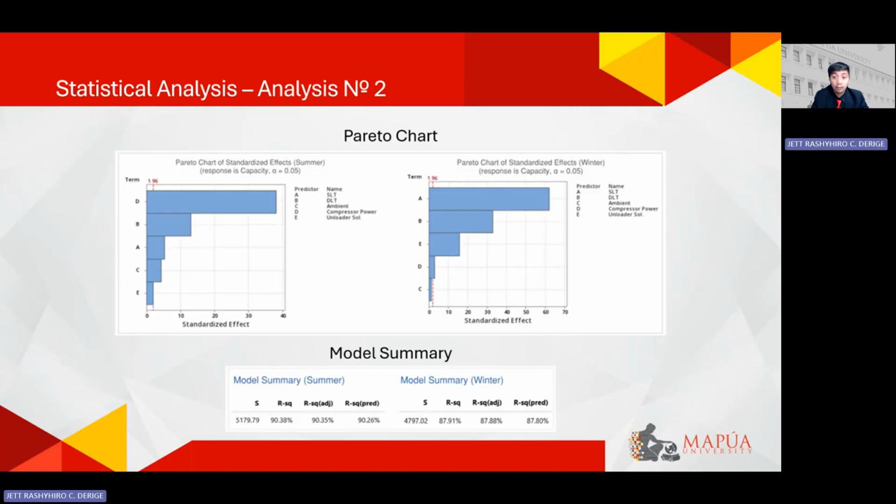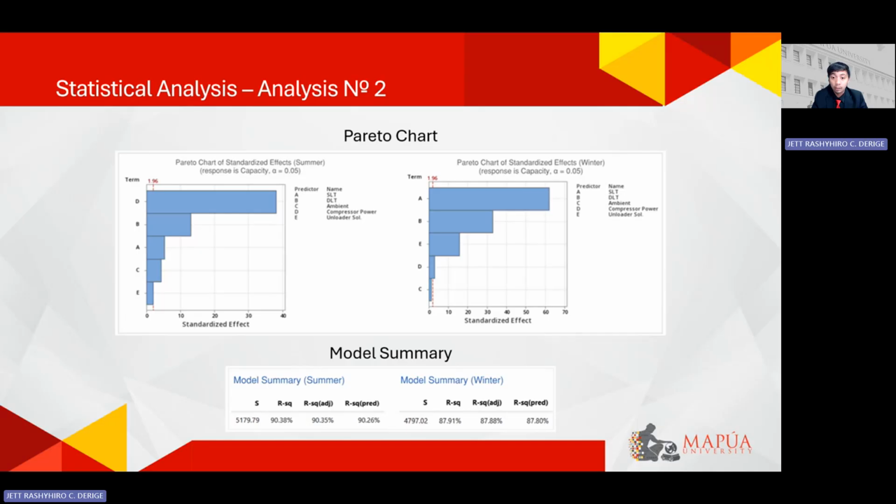And for the Pareto chart, as you can see, for summer, compressor power is the most significant effect, while on winter, it's the SLT. For summer, the DLT or the ambient highly affects the summer readings for the capacity. It shows the indirect effect of the ambient temperatures through DLT. So that would be evidence of how it mainly affects the overall capacity of the system, especially on hotter months.